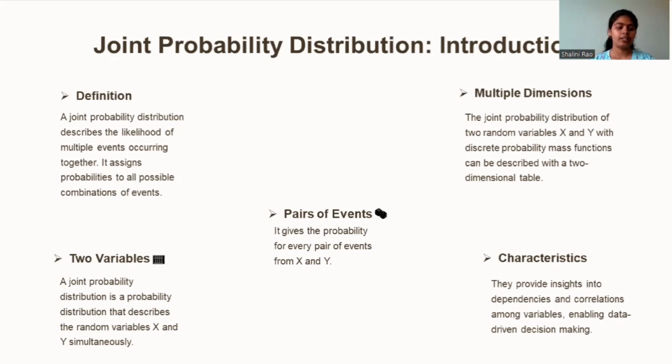Two variables: a joint probability distribution is a probability distribution that describes the random variables X and Y simultaneously. Characteristics: they provide insights into dependencies and correlations among variables, enabling data-driven decision making.